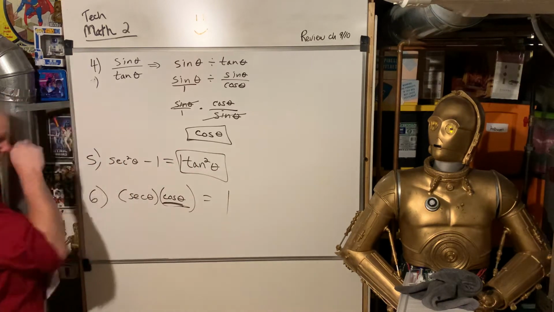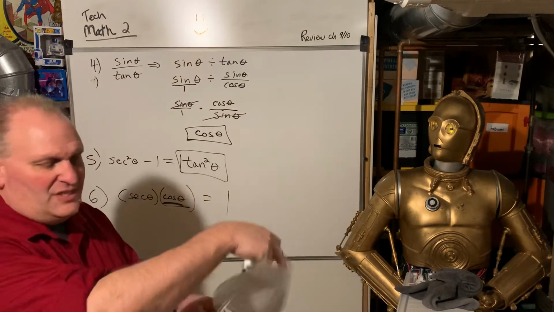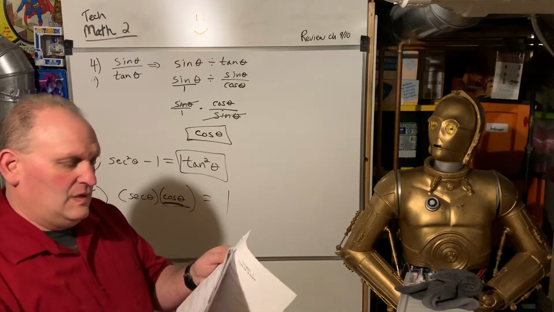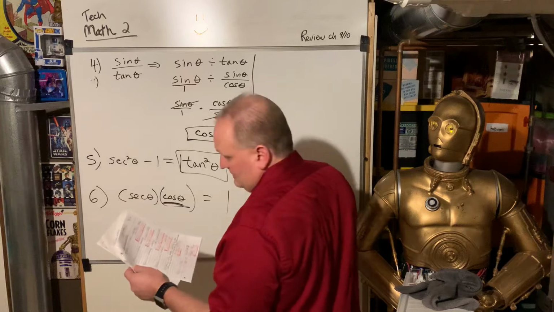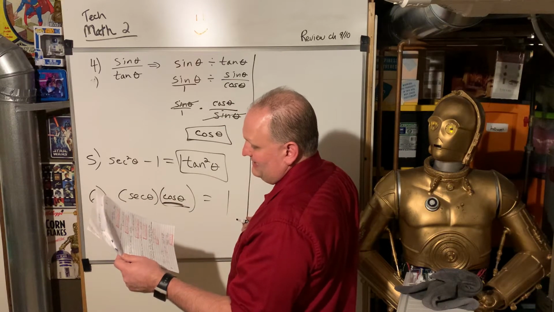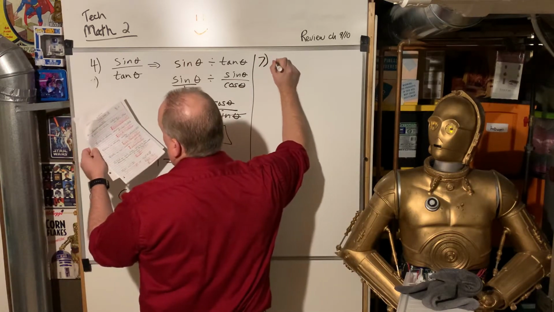That's it. Okay, so those are a little easier. That's more the speed of what you're going to see on the test for identities. All right, let's look at 7 and 8 and 9 and 10. We could do those really quick. Those are no work at all.